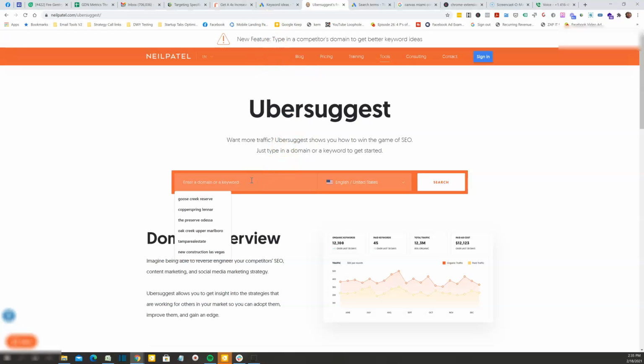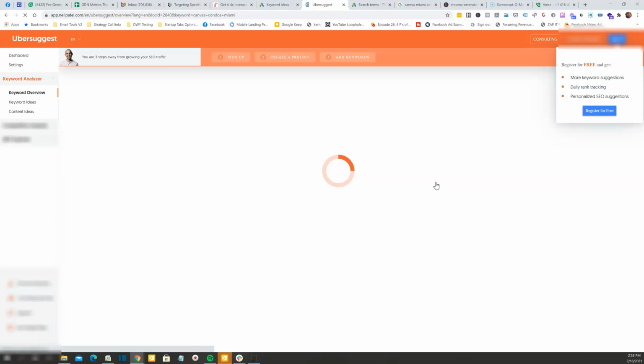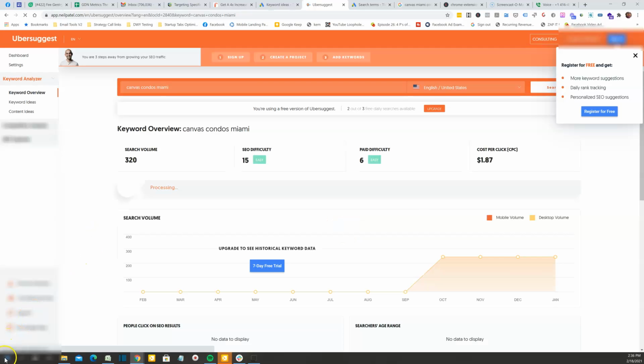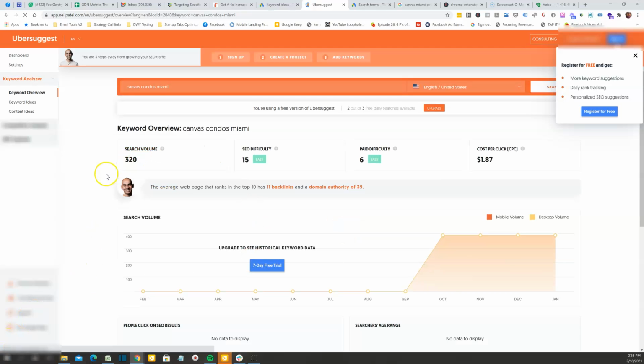So there is a campaign, actually a condominium complex called Canvas in Miami. So let's do this. Canvas condos in Miami. We're gonna do a search here. Now what this is gonna do, it's gonna tell us on average what the popularity is, what the demand is for Canvas in Miami.